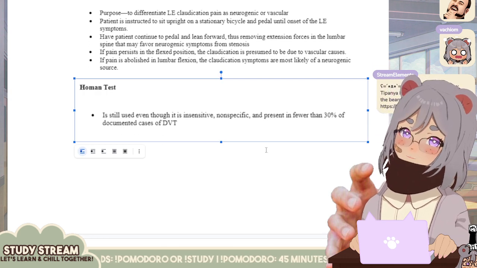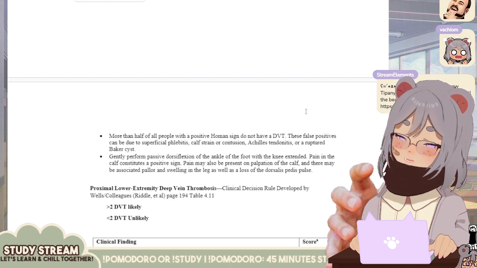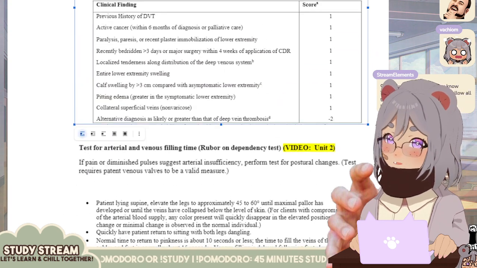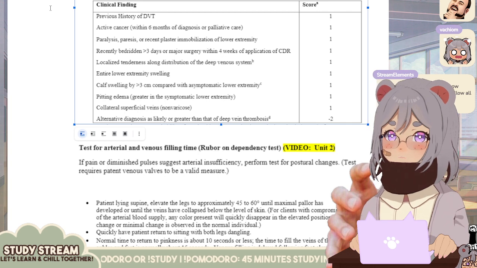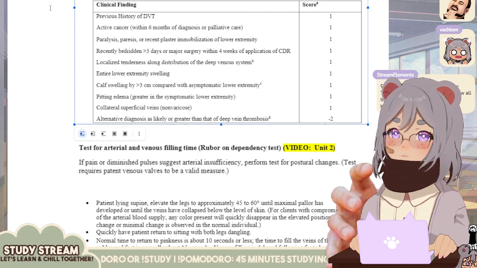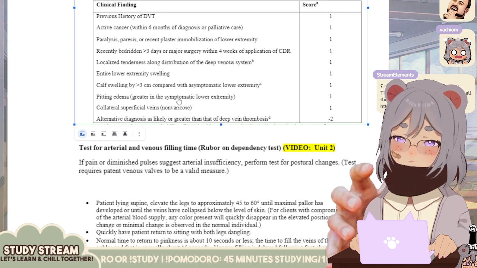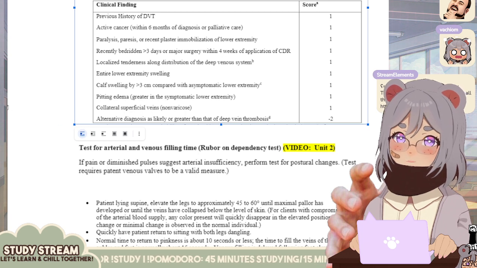Holman's test? I don't remember. Oh, I do remember. Let me see. Let me grab a picture really quick. I'm actually supposed to do it this week. But I don't think this is the normal way people do it.